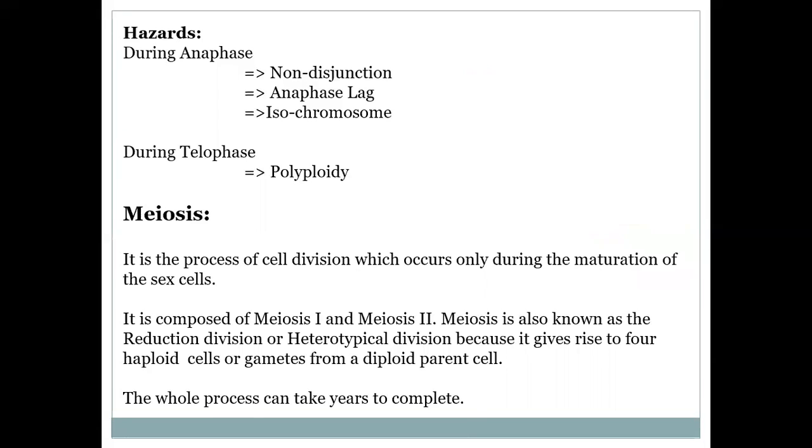Now, what hazards happen in mitosis? That means non-disjunction, anaphase lag, and isochromosomes. And during telophase, polyploidy can happen. I will discuss those things later. At first, I want to discuss the meiosis process.